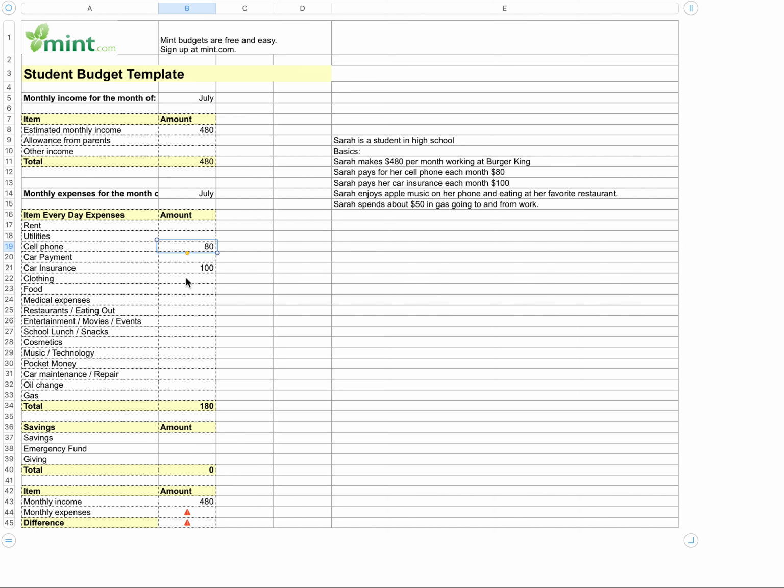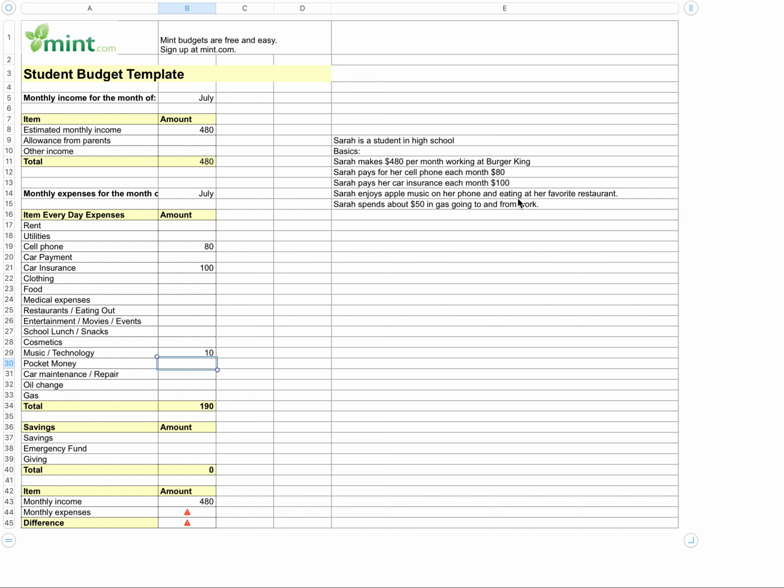Okay, so then the next thing is Sarah enjoys Apple Music on her phone. So Apple Music, we're going to guesstimate at $10. And it looks like that would be on line 29, music and technology. So we're going to plug in $10 there.